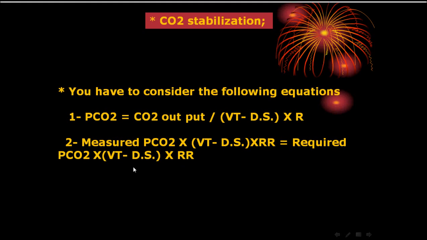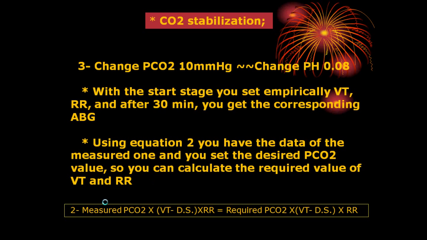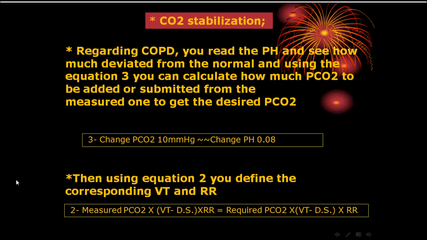So how much to change either the tidal volume or the respiratory rate, one of them, and so you can easily adjust the carbon dioxide. This is a change in the carbon dioxide. This is another formula you take care of. A change in the carbon dioxide will make a change in the pH. A 10 millimeter mercury change will affect the pH by 0.08 up or down. At the start stage, you set an empirical tidal volume and respiratory rate, and after 20 minutes you get the corresponding ABG data. And I have mentioned how to correct this carbon dioxide.